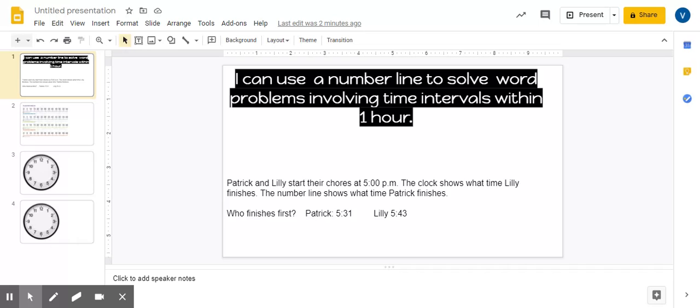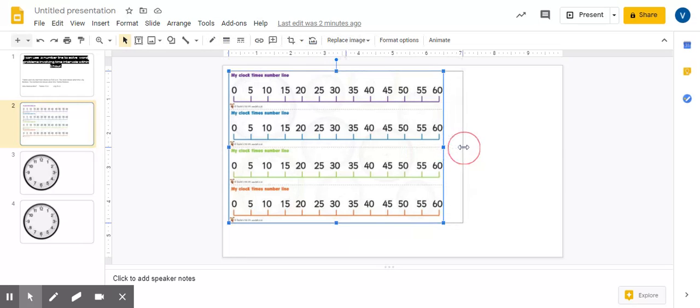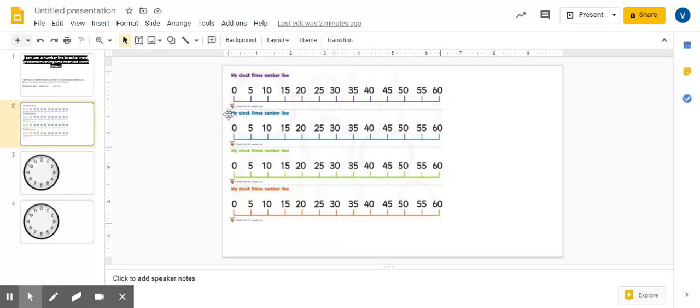Okay? All right. So my timeline looks like this, 0 to 60. Let me see if I can make it just a little bigger. Okay. All right. So you see that I have 0 and 60. So what we want to find out is, let's go ahead and plot our times. 5:31. So we're going to pretend like this is the hour of the 5 o'clock hour to the 6 o'clock hour. Okay. So let's go ahead and plot them.